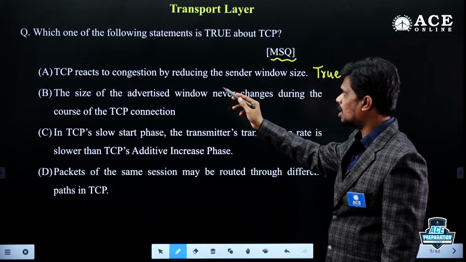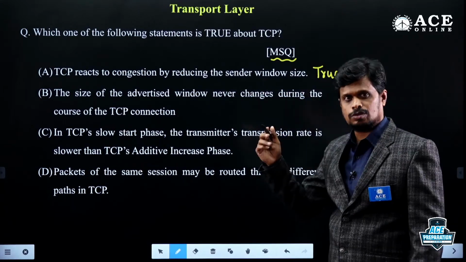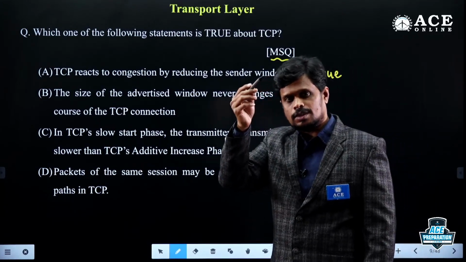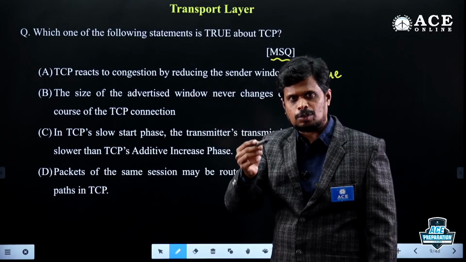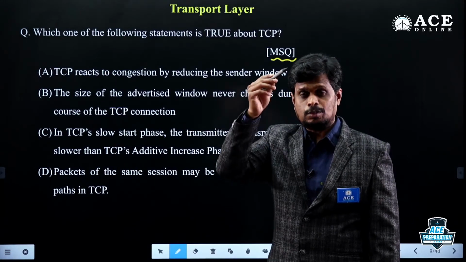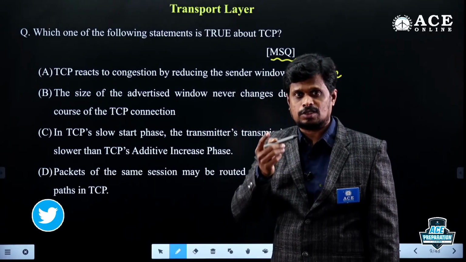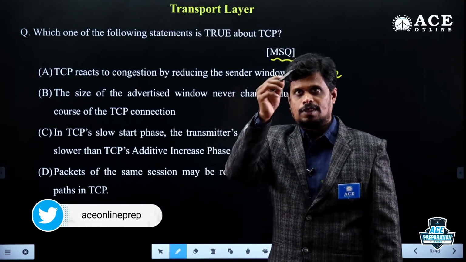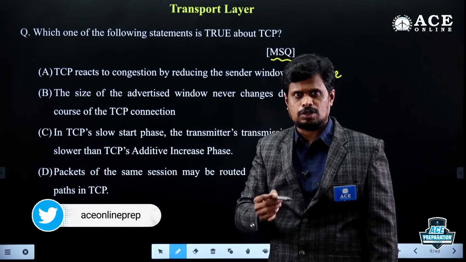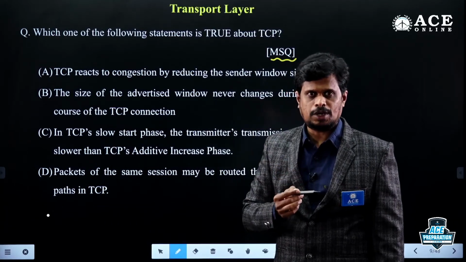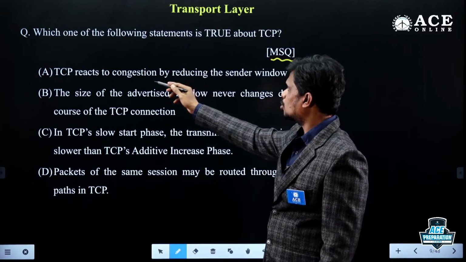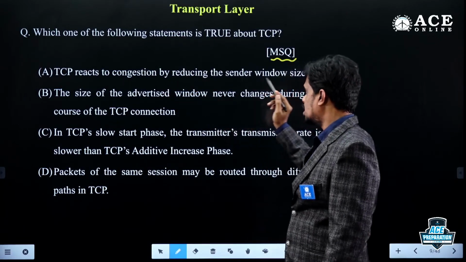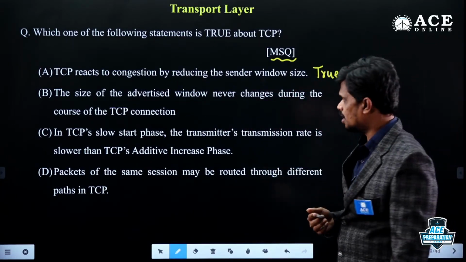So TCP reacts to the congestion by reducing the sender window size, which is correct. The window size drops again to the initial size. Whenever you find that there is a timeout, you calculate the congestion threshold for the next round of slow start, and then you bring the congestion window size to the initial size. Getting my point? So hence it is a true statement. TCP reacts to the congestion by reducing the sender window size, which is correct.